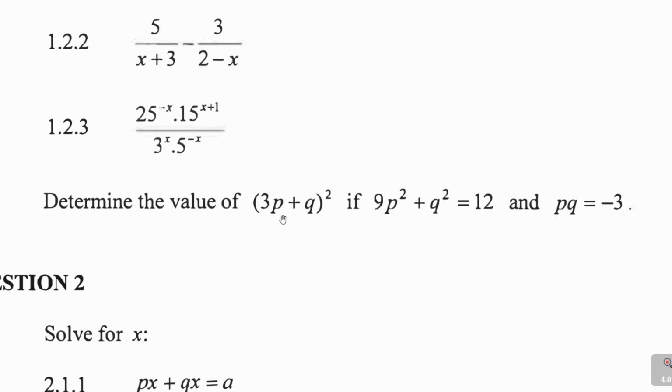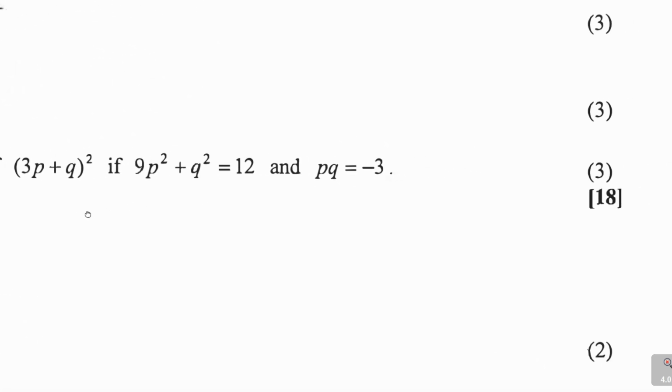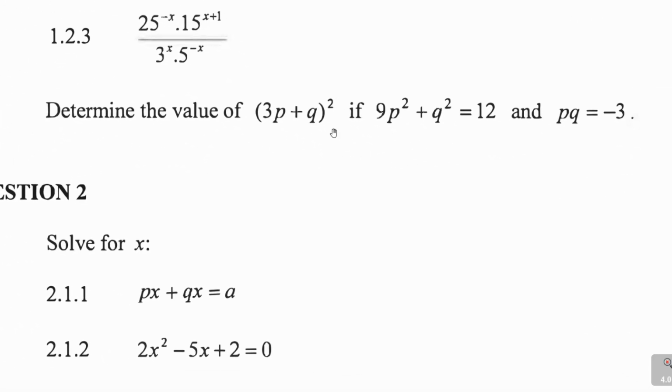Next one, question 1.3, it says we need to determine the value of that, and it's 3 marks. So it's one question that is important also. Determine the value of this if this is that. So they've given you that being that, and that is that. Now they gave us 3p plus q squared.